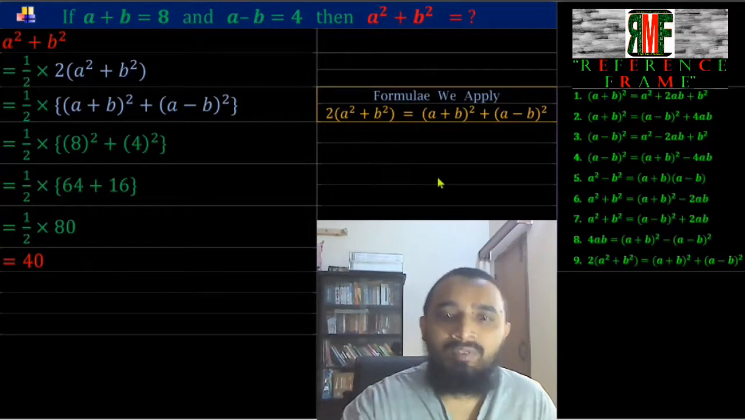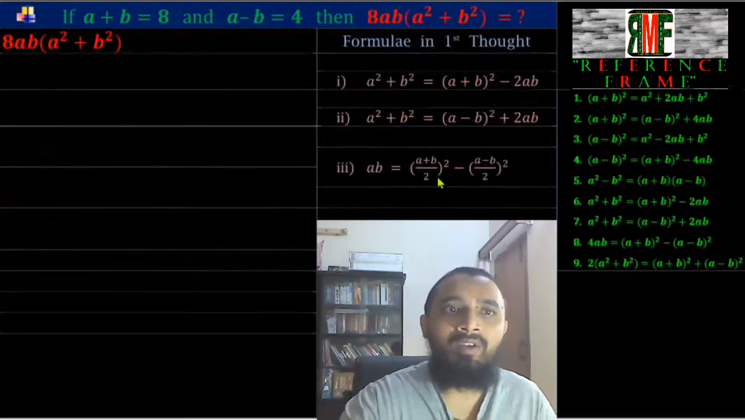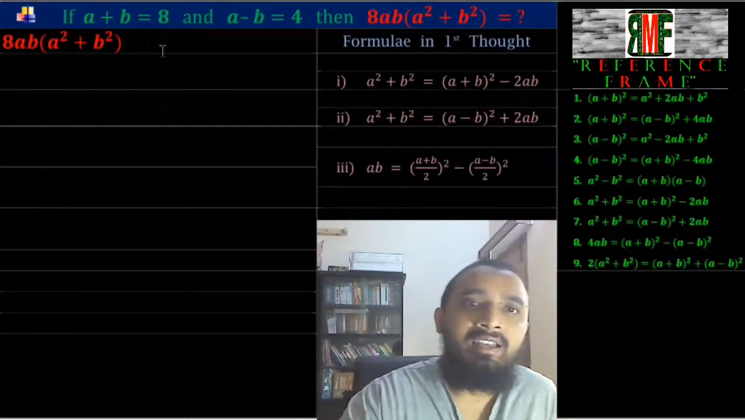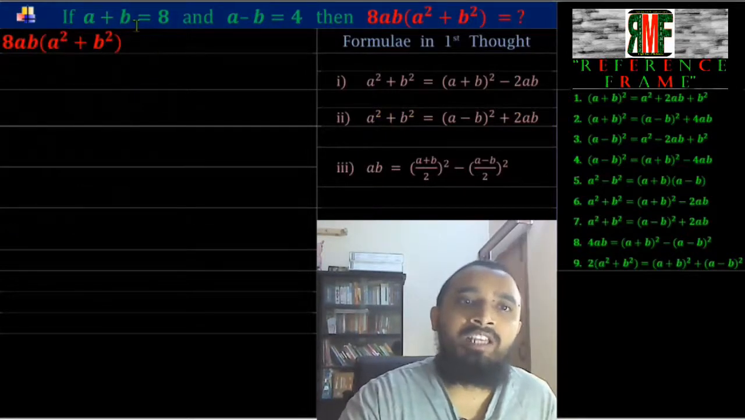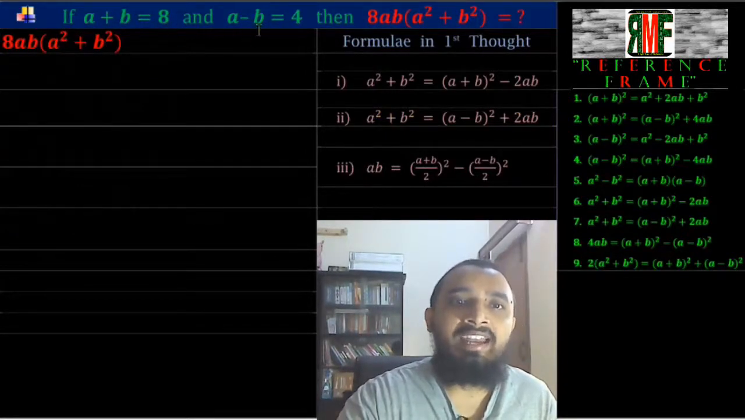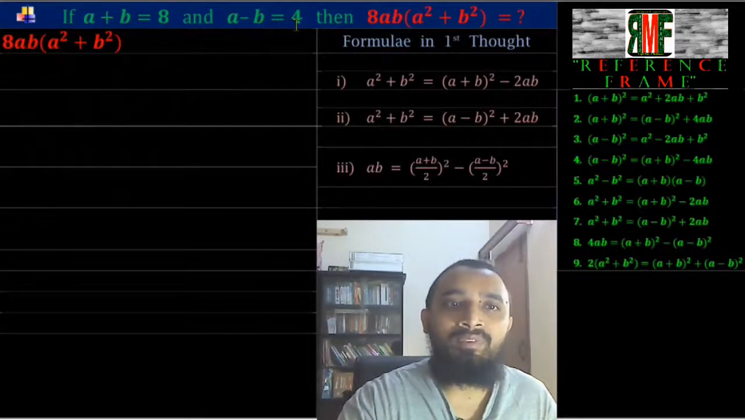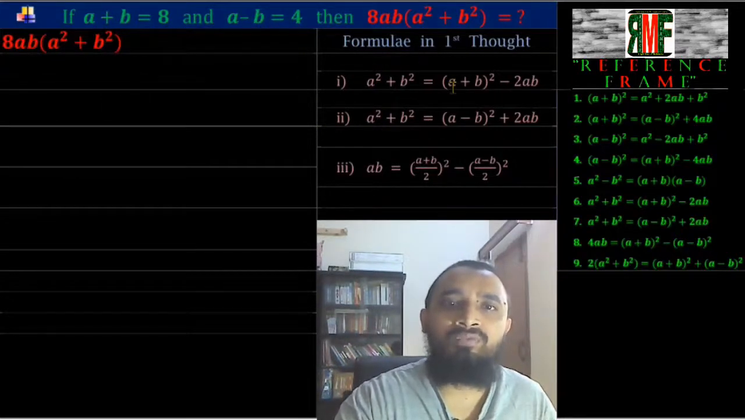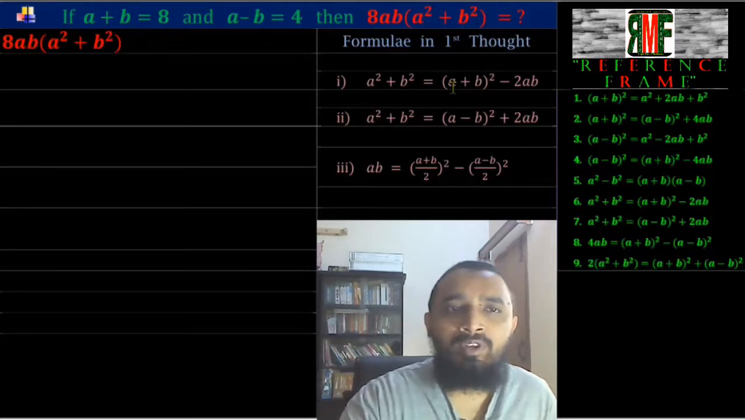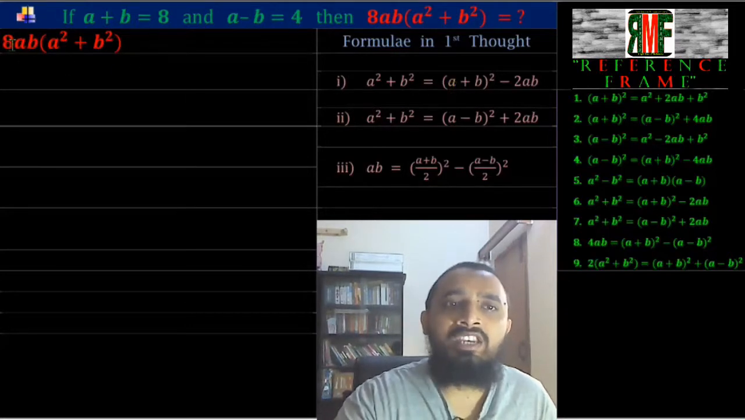Okay, let us move to the next problem. Look here, we're given the same information: a plus b is equal to 8 and a minus b is equal to 4. In our first approach, we used the formula 8ab into a square plus b square.